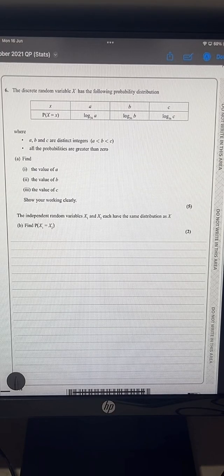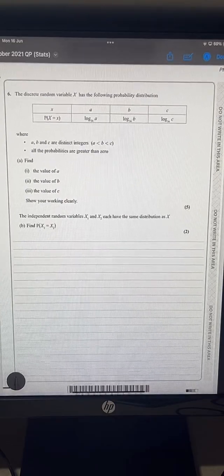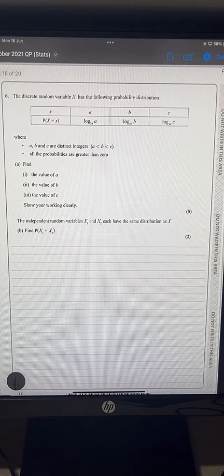So the discrete random variable x has this distribution. This means x can take the values a, b, and c, and these are the probabilities of each of these values. Here a, b, and c are distinct integers, where a is less than b is less than c. Trust me, this is going to make sense. This is probability distributions. You need to know how to do these types of questions in case they throw a wild card at you. It's a nice question.